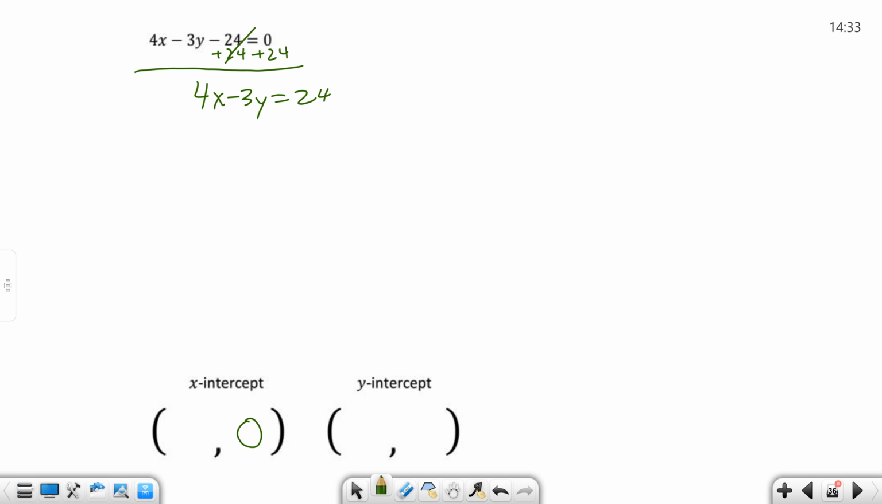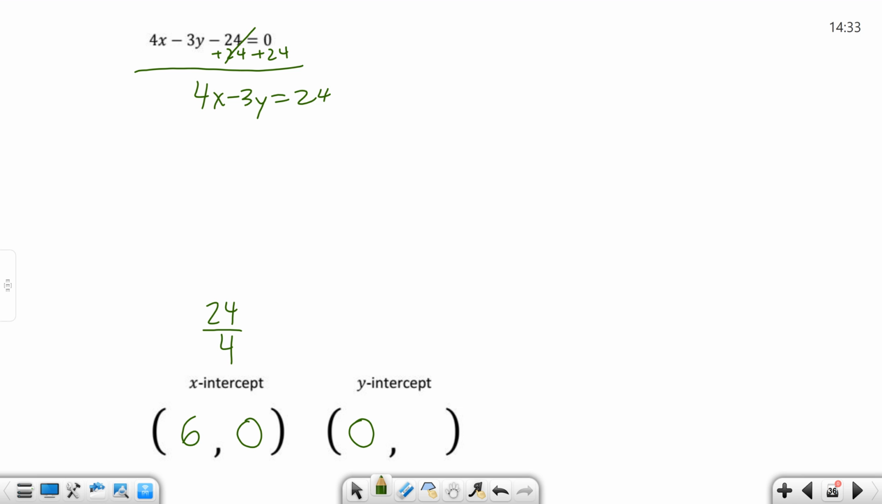For the x-intercept, let y equal 0. For the y-intercept, let x equal 0. Now let's go back. The y is 0 for the x-intercept. I'm going to cover this up. So then we're going to say what? 24 divided by 4, which is 6 for the x-intercept.